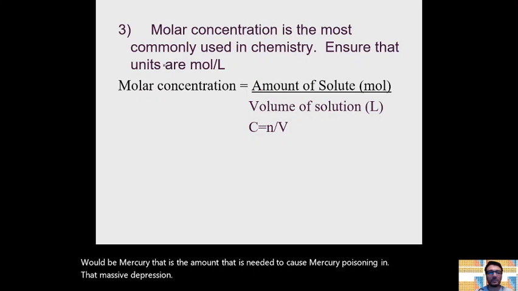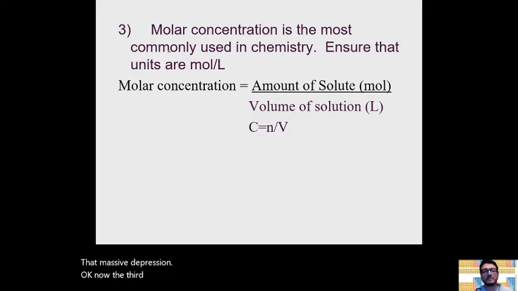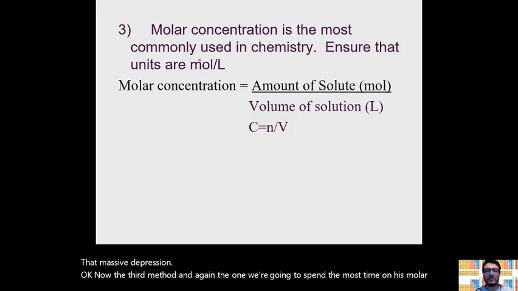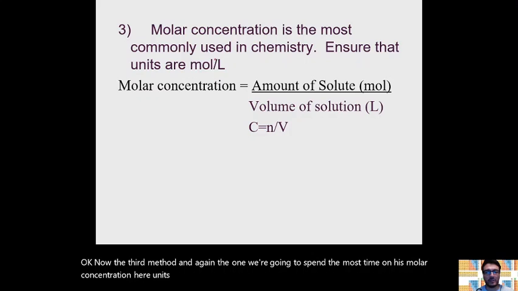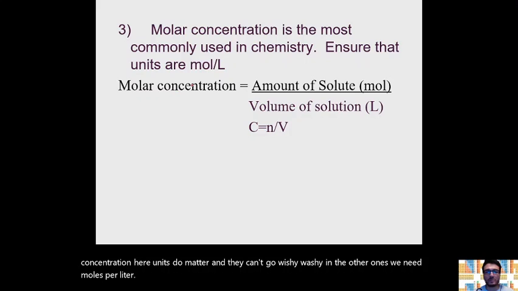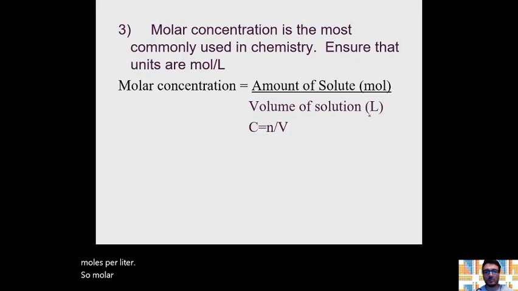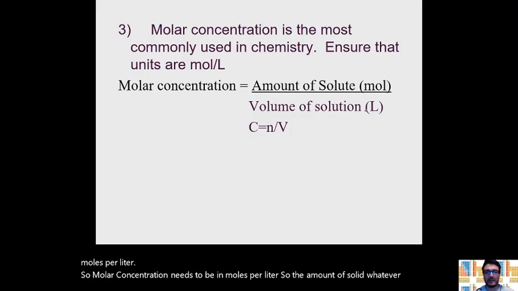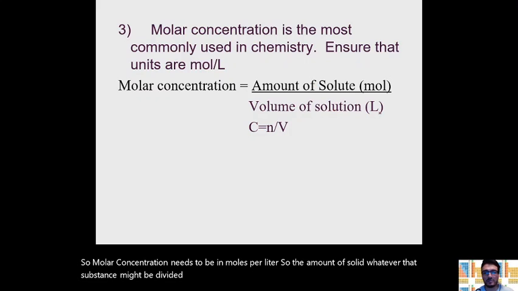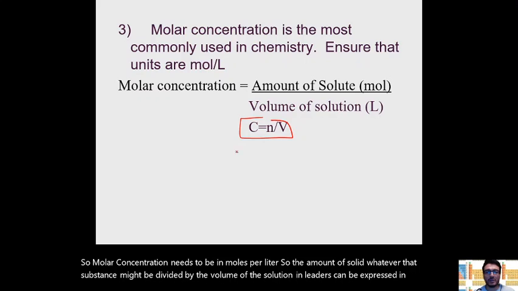Okay, now the third method, and again, the one we're going to spend the most time on, is molar concentration. Here units do matter and they can't go wishy-washy like in the other ones. We need moles per liter. So molar concentration needs to be in moles per liter. So the amount of solid, whatever that substance might be, divided by the volume of the solution in liters. It can be expressed in this formula, C is equal to n over V.